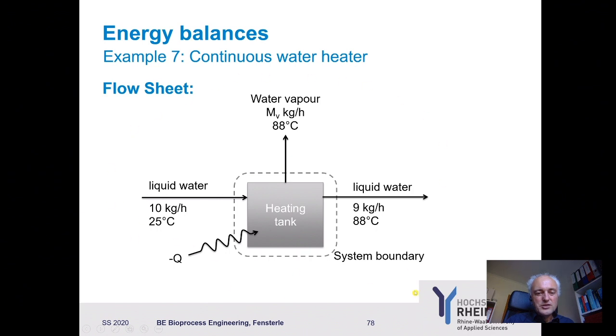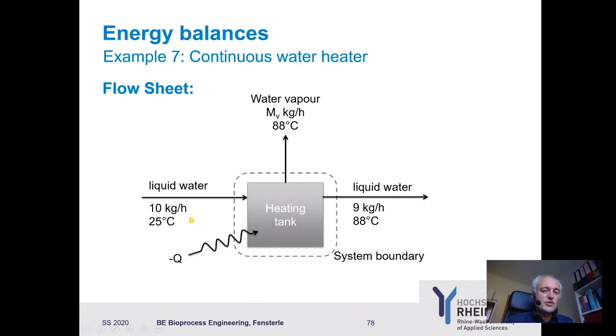This is what your equation should look like. This is a minus Q in this case because you put heat in, and you remember that in our equation by definition we have it in the other direction. So this is your flow sheet, and based on this flow sheet we can now start the calculation.